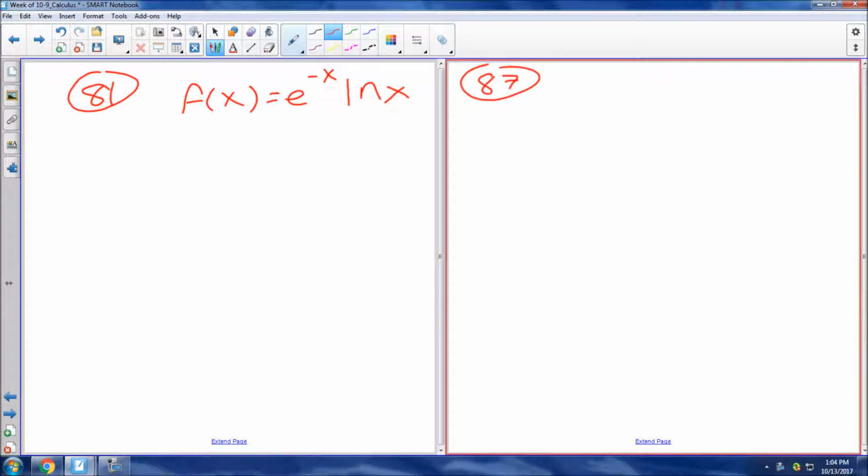ln of x to the fourth power. All to the fourth or just x to the fourth? All to the fourth. And y equals? Okay, so looking at this one, we have a product.